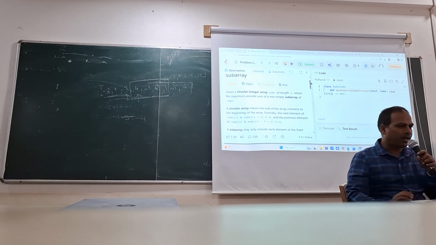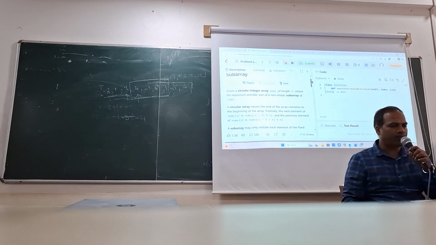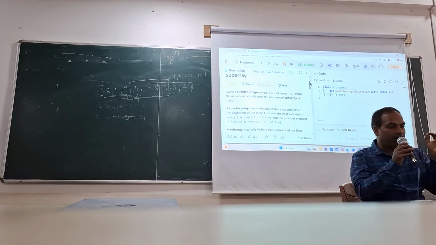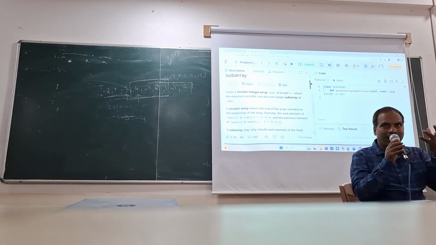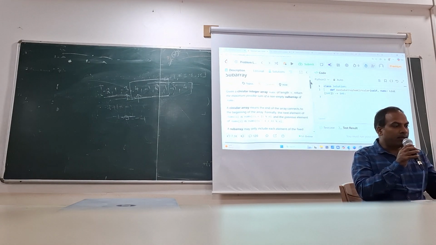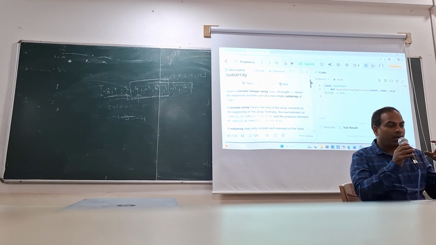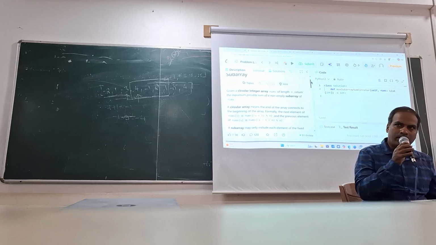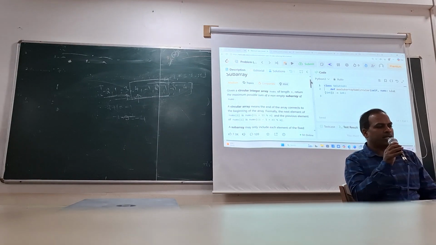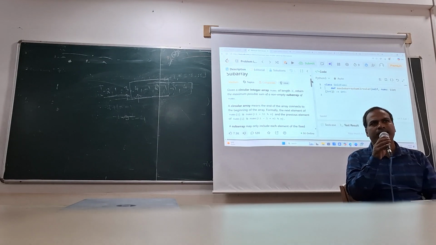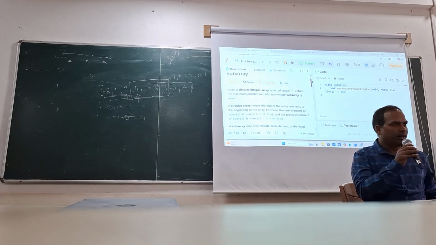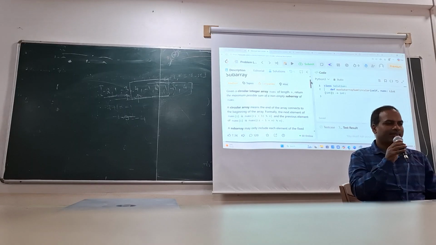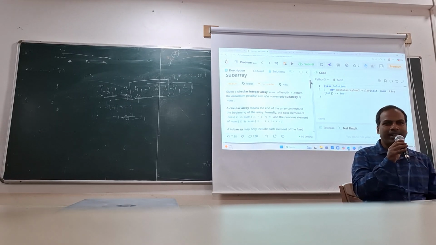Given a circular integer array nums of length n, return the maximum possible sum of a non-empty subarray of nums. Here also we have to find the maximum possible sum of a subarray of any length. First tell me what is a circular array. That is what is explained in the problem.